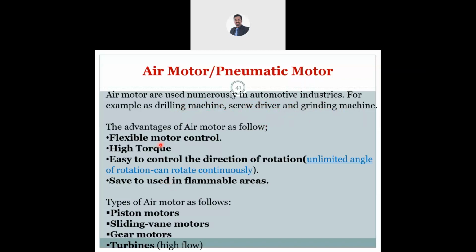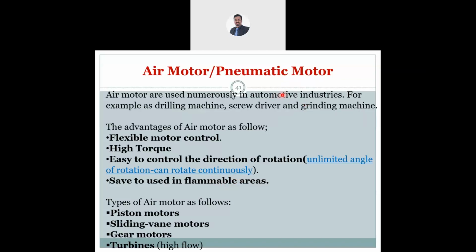Okay, so the advantages of air motors: there's flexible motor control. Because it is compressed air, it can be powerful for the automotive industry. It can produce torque. Okay, so it is easy to control the direction. Okay, so unlimited angle. Okay, so safe to use in flammable areas, in places that are easily flammable. Okay, so it will be useful.